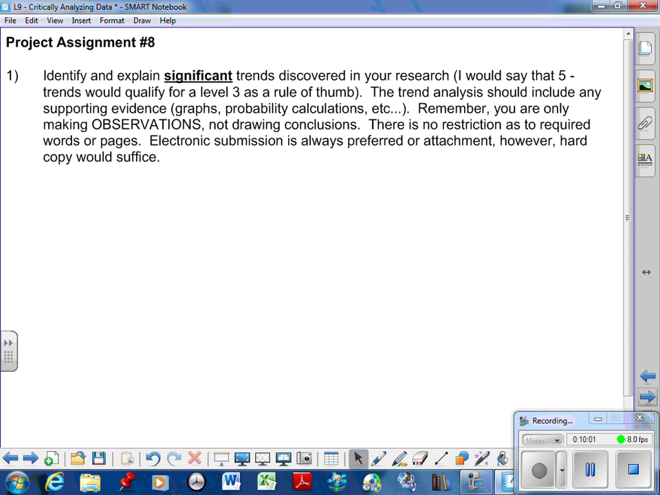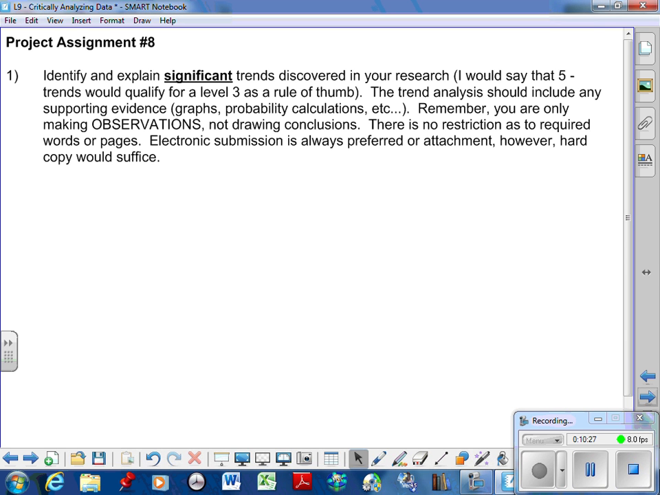multi-layered trends, then of course you're looking at a level 4. So if you feel like you only have 5 trends, but they seem to be complex trends that have multiple layers, it changes the game. So I'm just going to throw that out as a rule of thumb. You should be able to find at least 5 trends in your data.